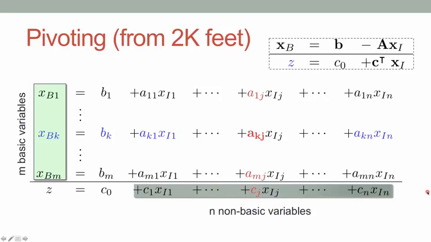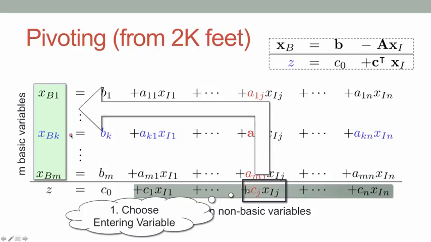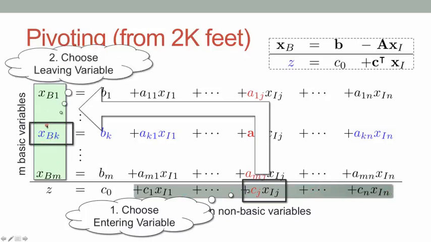So pivoting involves the following steps. First step is we are going to choose a variable xij. It's actually going to enter the basis, and it's called the entering variable. So the entering variable is going to go from here to here, from being non-basic to being basic. Okay, so if that were to happen, then there will be m plus 1 basic variables and n minus 1 non-basic variables, which is not allowed. Therefore, we have to choose a leaving variable, a variable that's previously in the basis that needs to leave the basis and go back here.